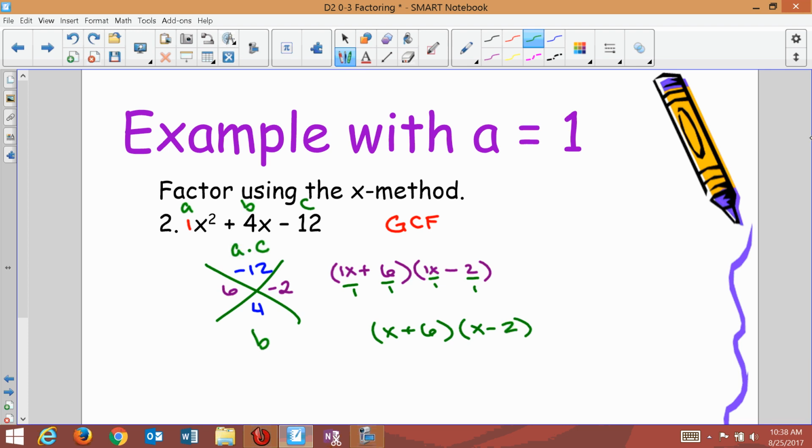If we wanted to, we could check this really quickly by distributing, and we would see that x times x is going to give us the x squared. We'll have x times negative 2, which is negative 2x, 6 times x, which is positive 6x. So I have a negative 2x and a positive 6x, which combine to be 4x. And then finally, 6 times negative 2 is negative 12.